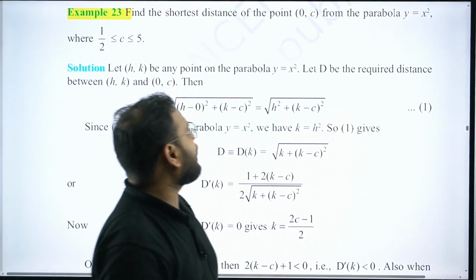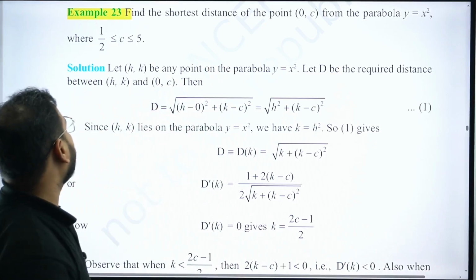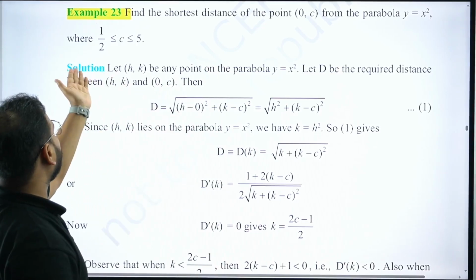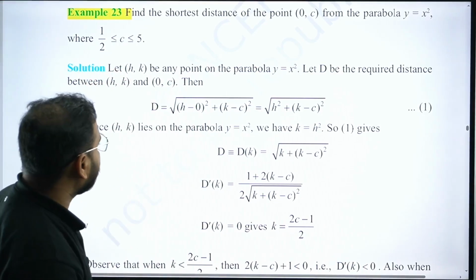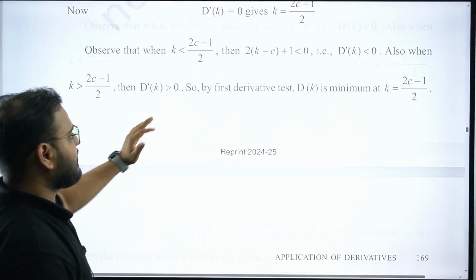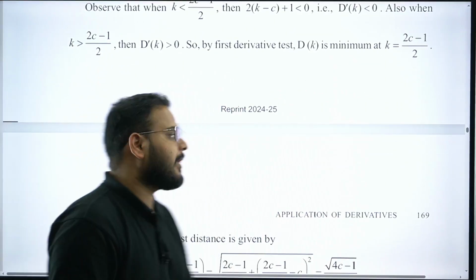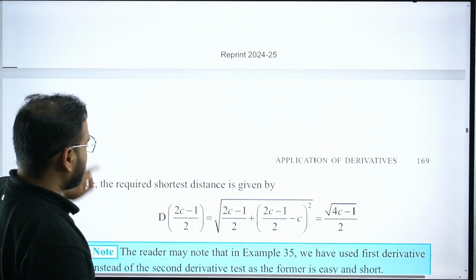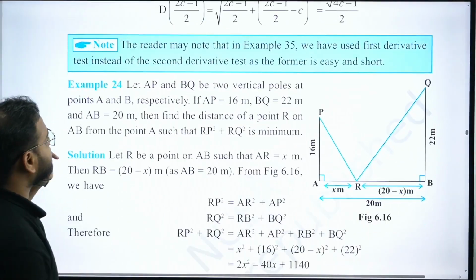Find the shortest distance between the point and the parabola y equal to x square, where c is between 1/2 to 5. Okay. Please solve this. Example number 23. Please solve it. Find the derivative and check the condition. Check the necessary condition. Distance formula you can use.